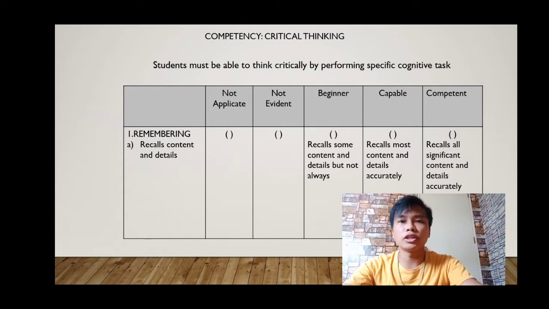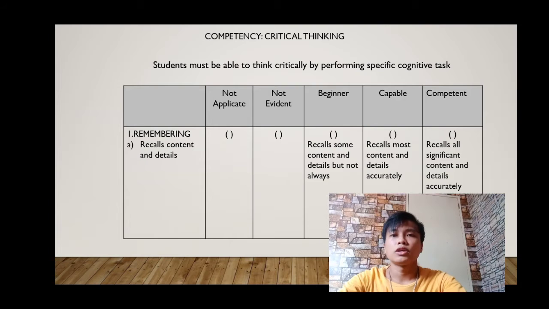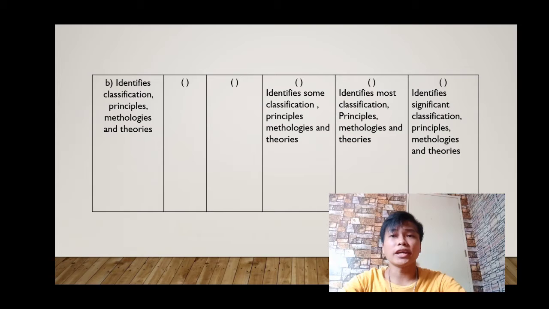In this category, the students recall all significant content and details accurately. So an example of this, the student recites to the question of their teacher with all the significant content and details accurately. So they can give the content or details accurately. So let's proceed to another example of situation in remembering, which is identifies classification, principles, methodologies, and theories.